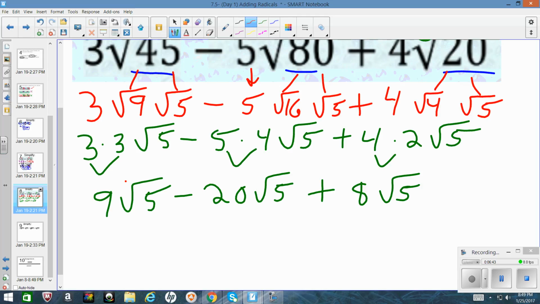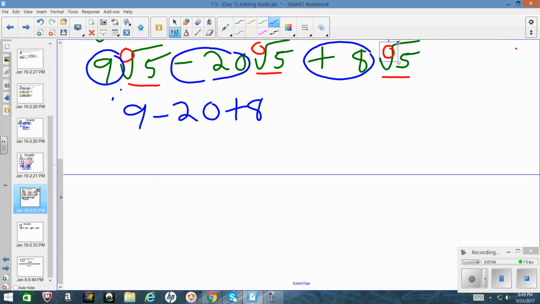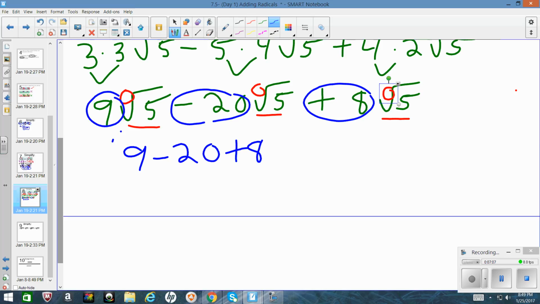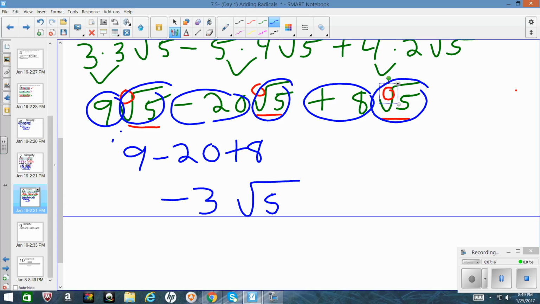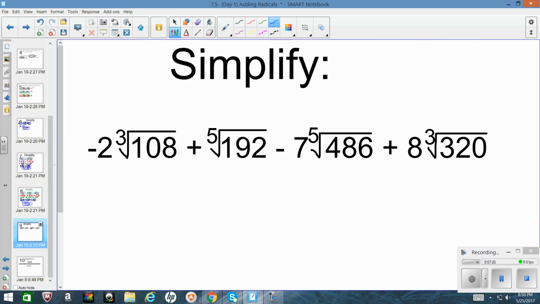Well, now, because I've reduced as far as I can go, indexes are all the same. My radicands are all now the square root of 5. So I look at my outside numbers, and I am going to add or subtract. So I have 9 minus 20 and a plus 8. And 9 minus 20 plus 8 would give me a negative 3. And because they all are the square root of 5, that would be my final thing. So my final answer would be negative 3 square root of 5. And I am done.